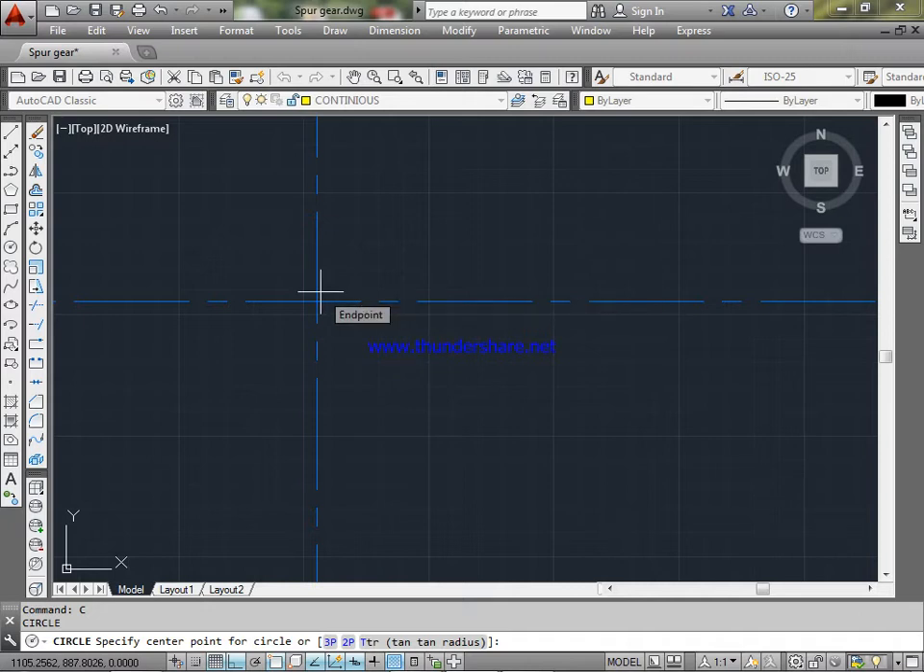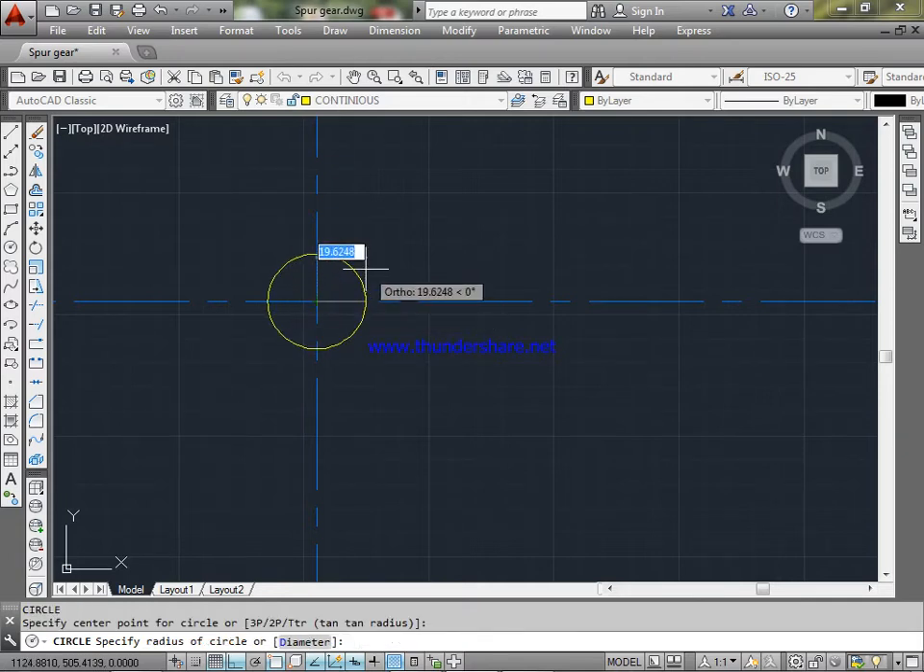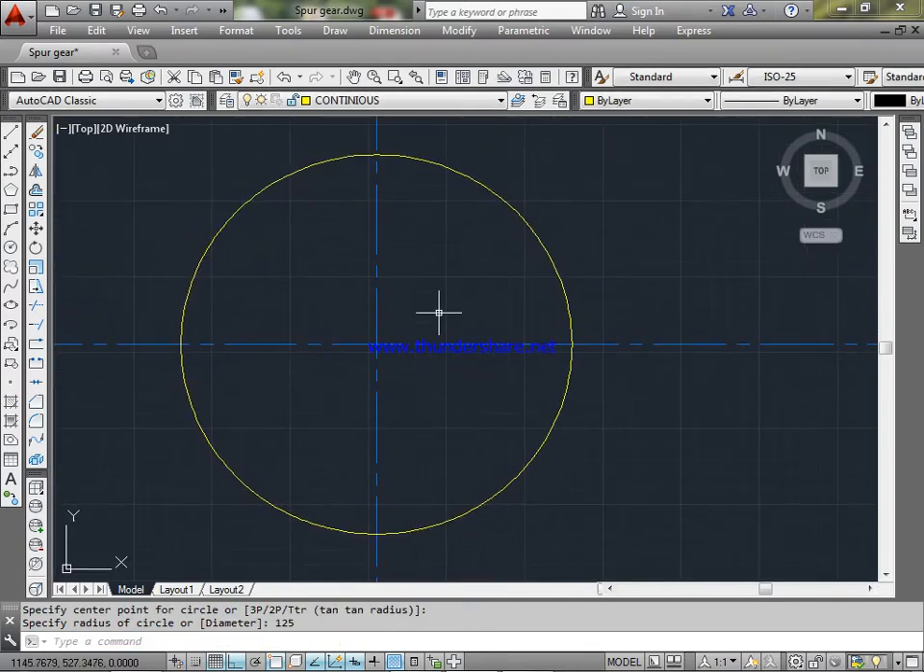The measurement of pitch circle in this problem is 250 millimeter. So from this point, we take center point and radius as 125 millimeter, because the measurement of pitch circle is 250 millimeter. So this is the pitch circle.